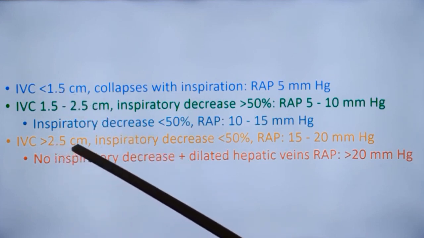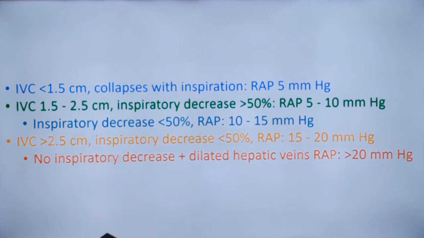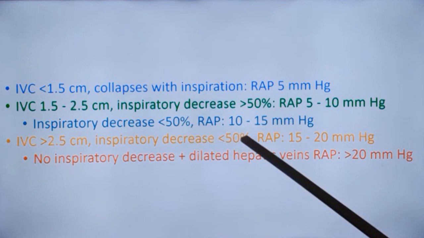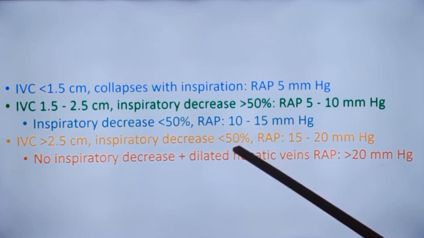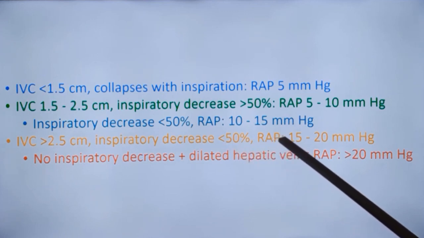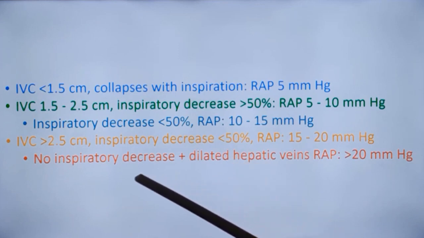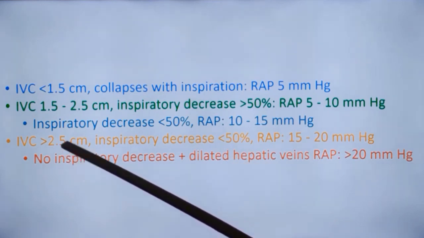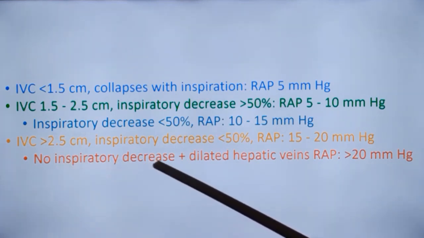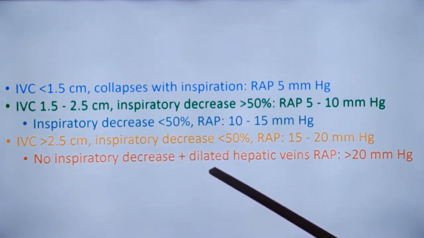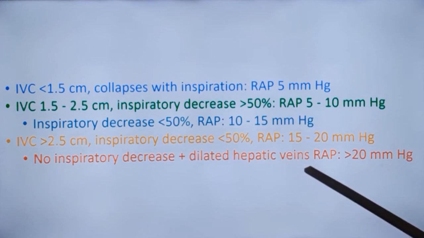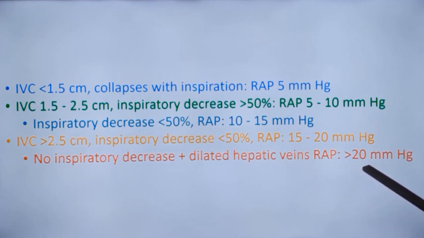And when the IVC is dilated more than 2.5 centimeter and inspiratory decrease is less than 50%, that is the usual feature for IVC plethora, then you may have to add 15 to 20 millimeters of mercury. And this is the extreme situation where IVC is dilated, no inspiratory decrease in diameter, and associated with dilated hepatic veins. Then right atrial pressure may be more than 20 millimeters of mercury.